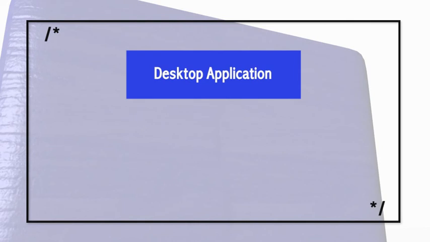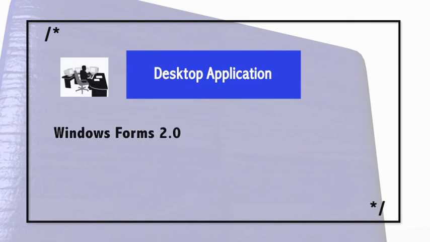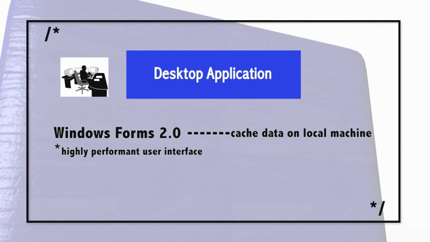Another architectural choice is a desktop application. Visual Studio 2005 uses Windows Forms 2.0 for these types of applications. Why would you want to use a desktop application? You would use this when you want a robust user interface, or a performant user interface. This is because Windows Forms is able to cache data on the local machine. That way you can avoid costly round trips on the network to retrieve data. This is especially important if your server is remote. By leveraging the caching and the power of the desktop, you can guarantee optimal performance of your desktop applications.